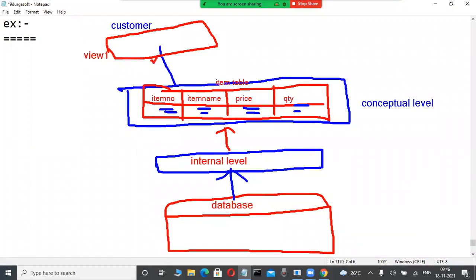Here, syntax side. Now in this customer view, what are they putting? Only item name and price, easily understandable. Item name and price is enough. Quantity and all these unnecessary things are not required.